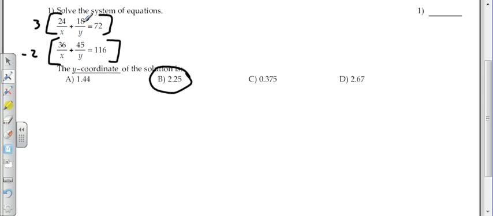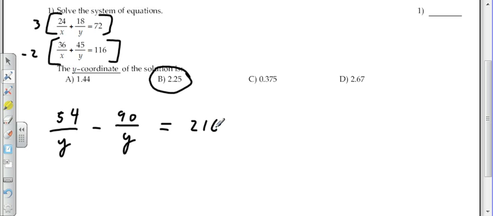3 times 18 is 54, right? So I got 54 over y minus 90 over y is equal to 3 times 72, 216, right? 216 minus 231... 232.